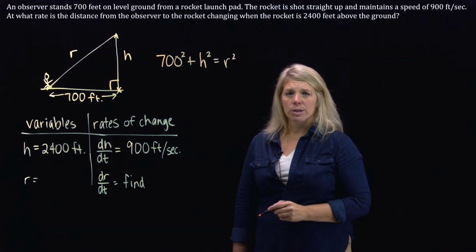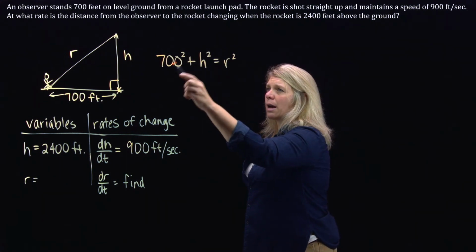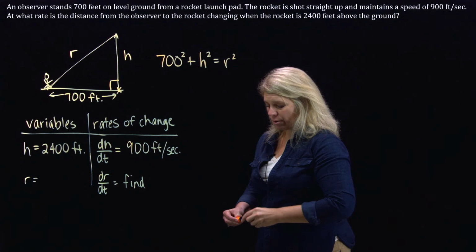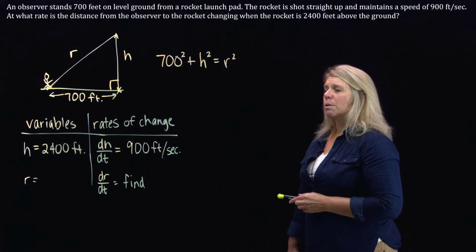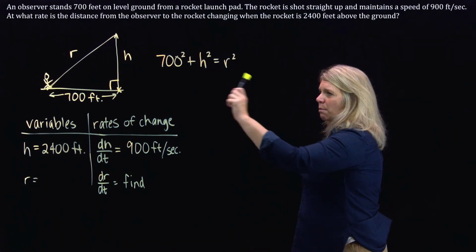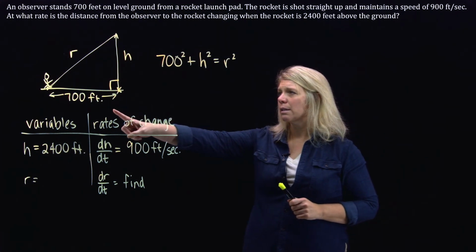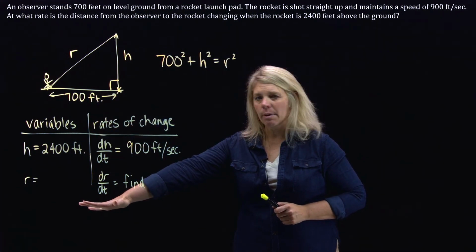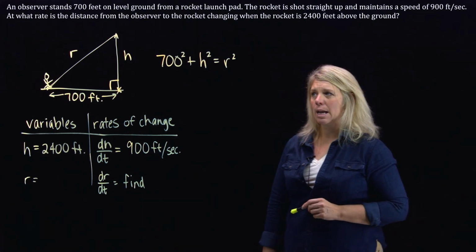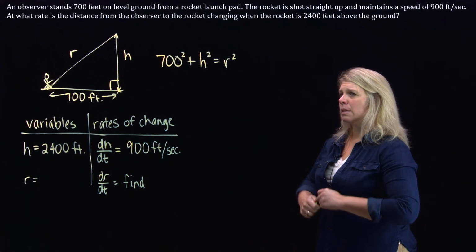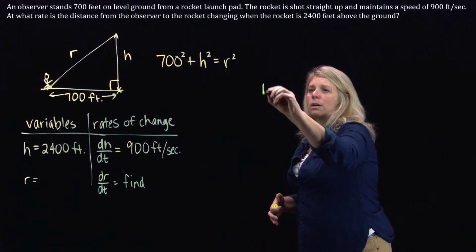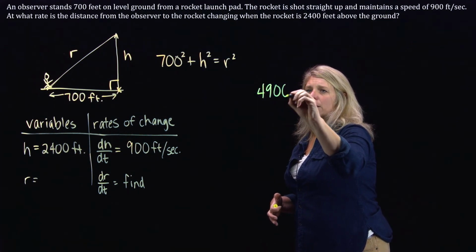So there's our equation that relates the variables. I might go ahead and square the 700 as I do the problem. Okay, so in doing a related rates problem, you want to organize the information with a picture, label fixed quantities, organize the information about the variables and the rates of change in a table. You want to find an equation that relates your variables. And then from there, you're going to take that equation.